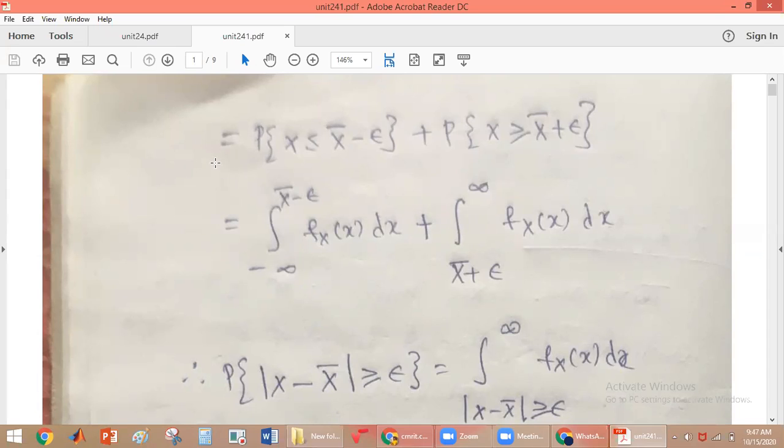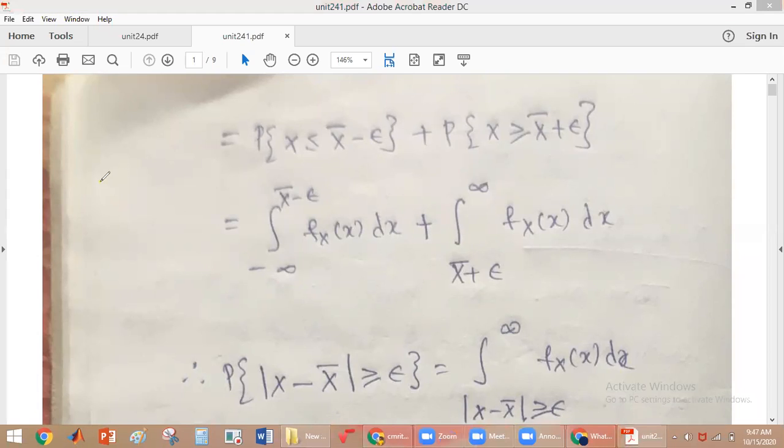Now we know the formula for the probability of X less than or equal to x. The probability of X less than or equal to x can be written as the integral from minus infinity to x of f_X(x) dx. Like this we will be writing this probability.